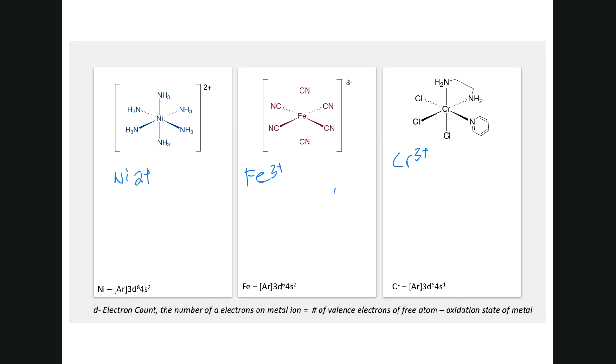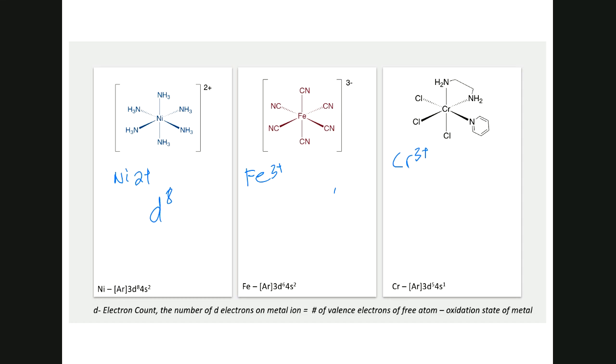If we look at the neutral nickel atom, it's going to be argon 3d8 4s2, which means that if nickel is +2, it lost 2 electrons. Therefore, I'm going to have 8 d electrons left on my nickel. So this complex is a d8 complex because it has 8 d electrons.